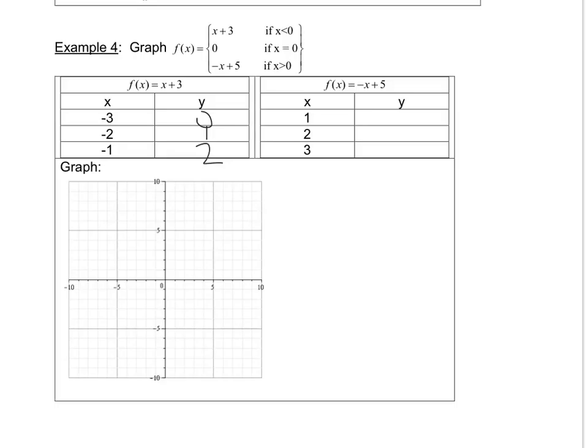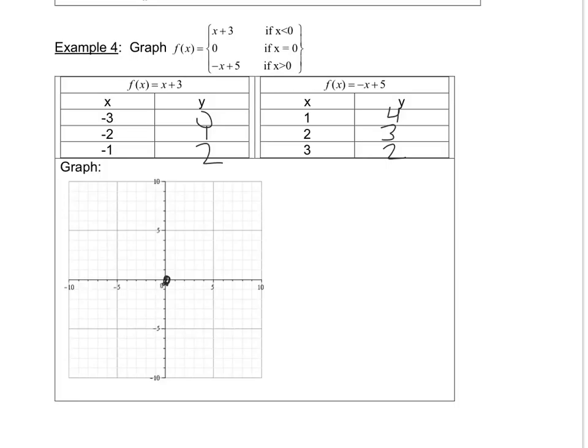Okay? And then here I would get, well, when it's greater than 0, that applies to the bottom piece. Okay, so now I'd have 4, 3, 2. Now, don't forget, when it's saying to graph, it wants to graph the whole thing. So we already have this point. It's 0, 0. This is the y value, that's the x value. Okay, so we can graph the point 0, 0.